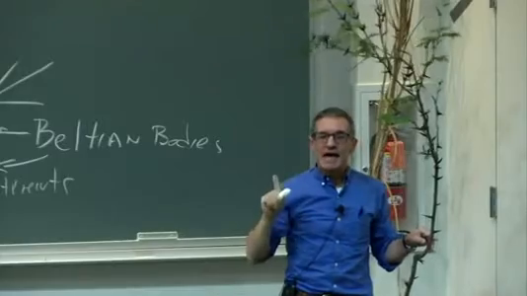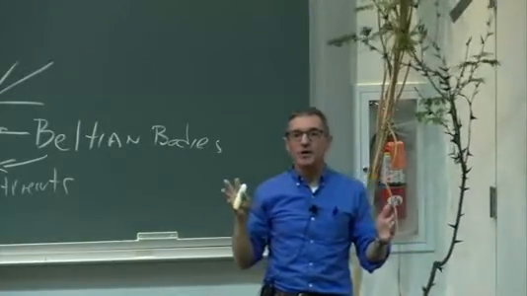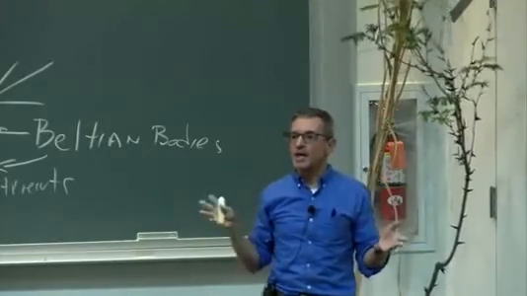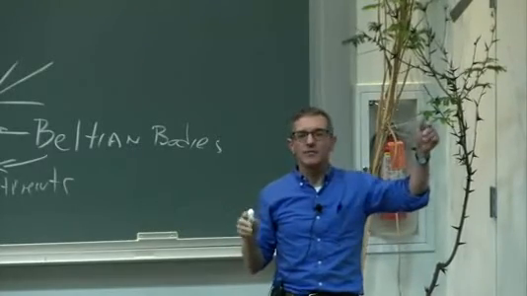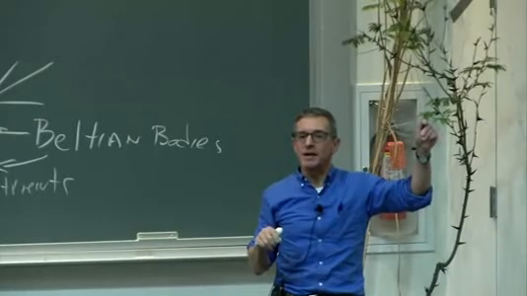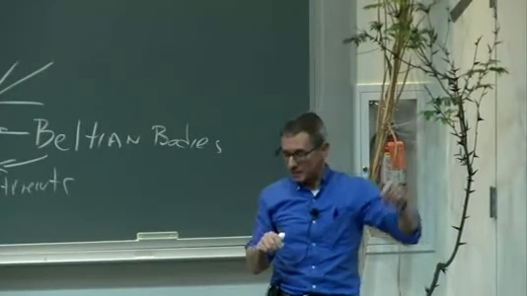So these ants and this plant have evolved together. This is a form of coevolution, and you might ask yourself, how did something like this possibly evolve? How did it evolve to have these nutrient-rich Beltian bodies on the ends of the leaves?